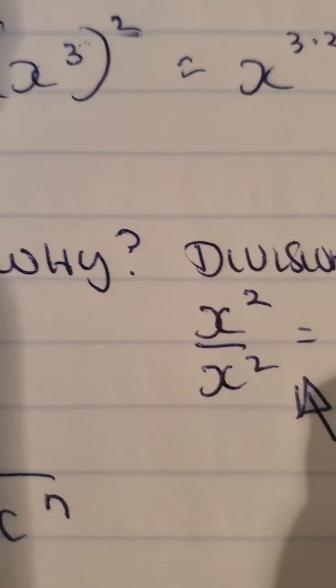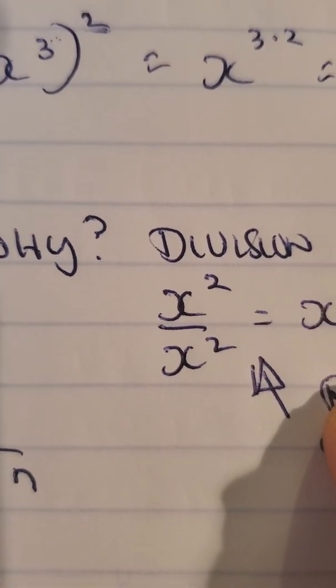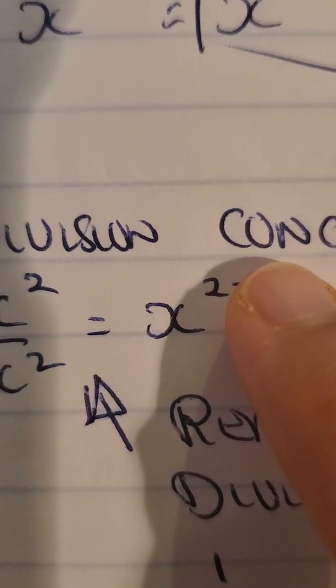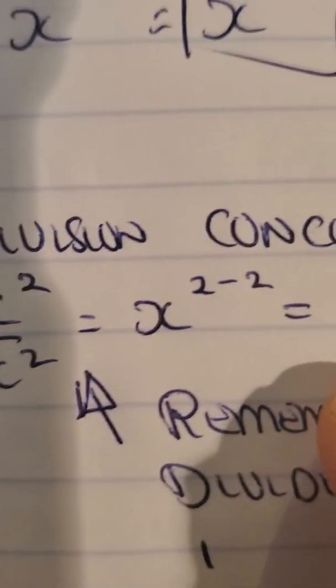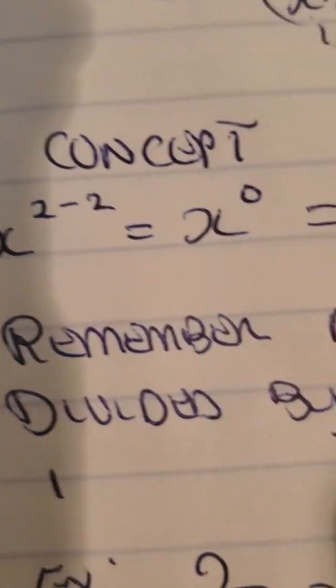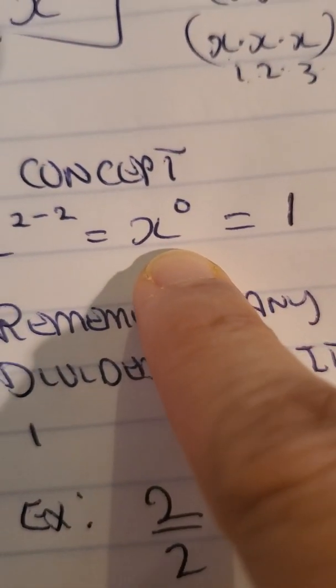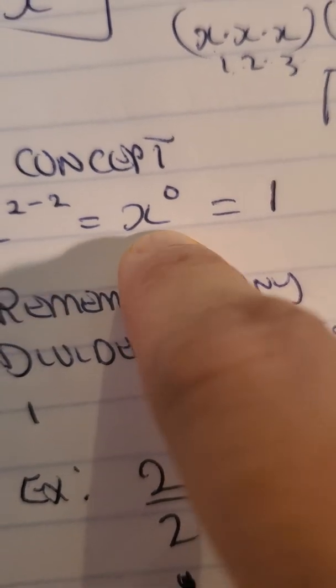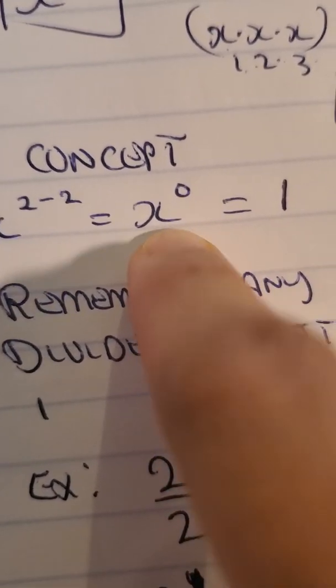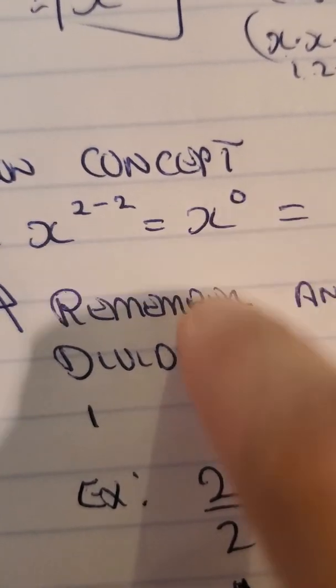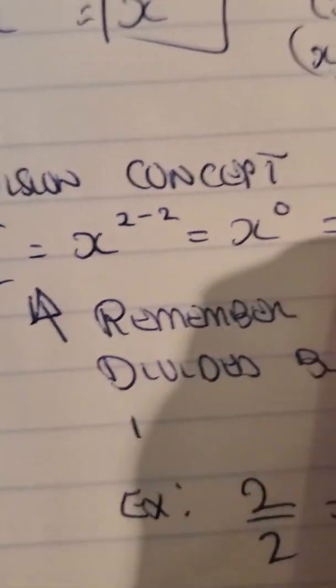Now, if we have x squared divided by x squared, it's the same as saying x to the 2nd minus 2nd, right? 2 minus 2, which is 0. And the rule says anything to the 0 power is 1. That's proved by a division concept, because this x to the 0 simply means that x was a base that was divided by itself. It had a power that was the same. So they cancel out each other.